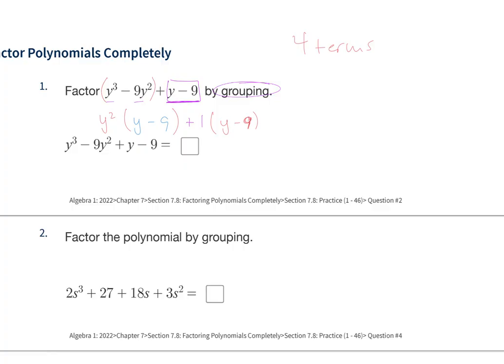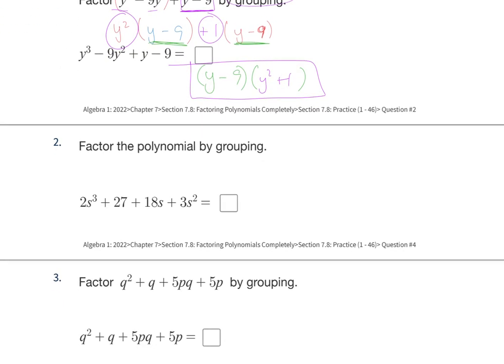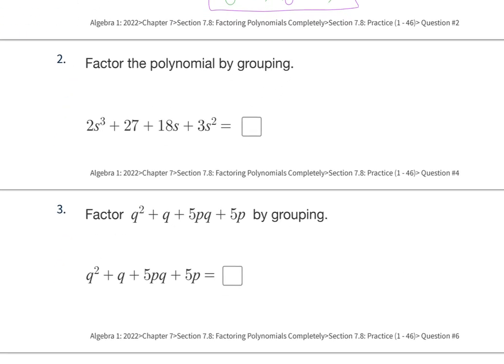And now we can factor out the group y minus 9, this entire group. They both have a y minus 9 in common. And then what's going to be left behind is the y squared from right there and the plus 1. That's the first one. Number 2, factoring by grouping.